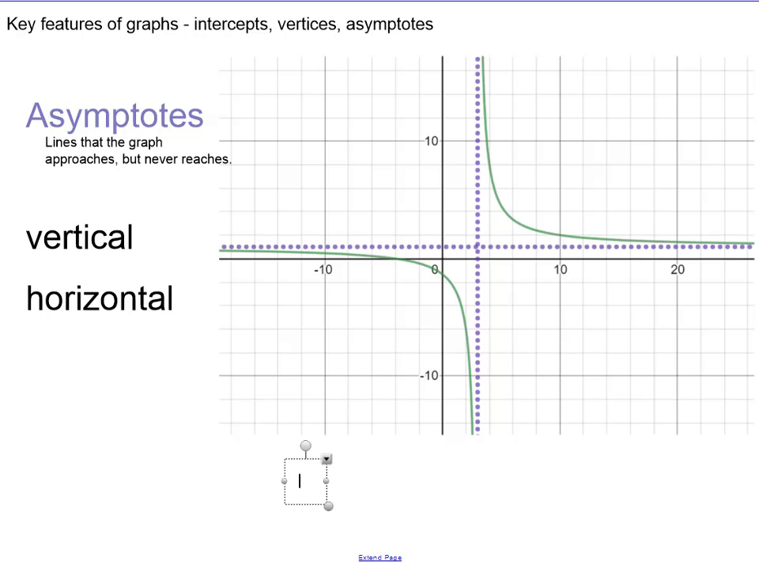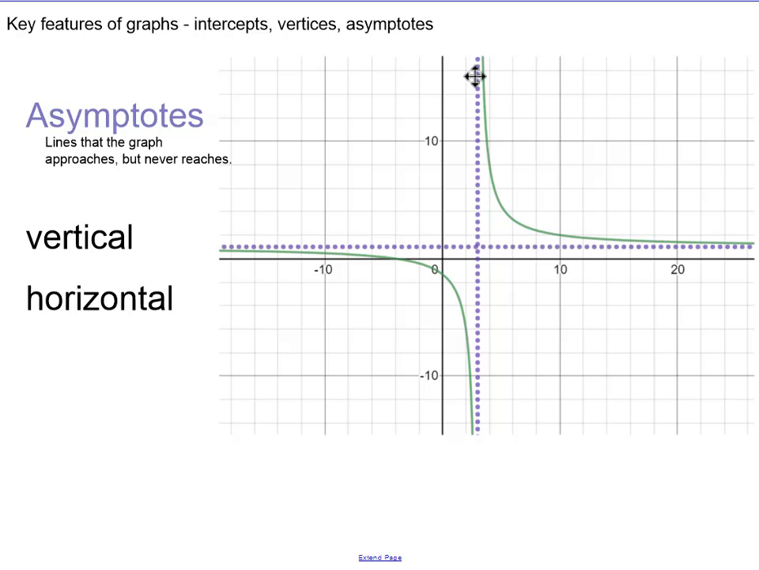The next key feature that I want to talk about here are asymptotes. Now, asymptotes are lines that the graph approaches but never reaches. So my graph here are these green lines, and if I look, this green line here is getting closer to this dotted purple line that is my horizontal asymptote.